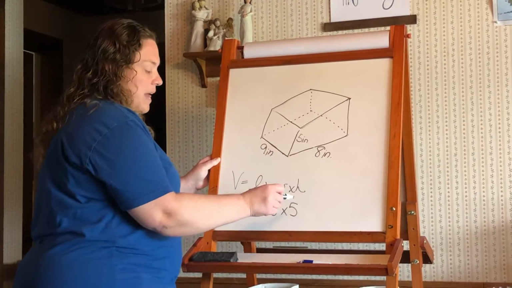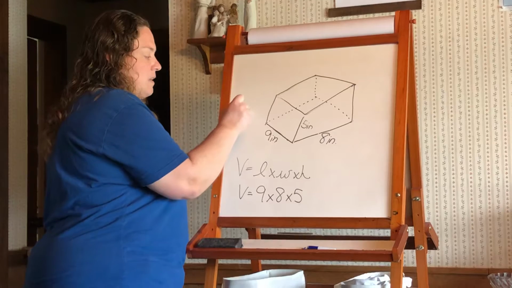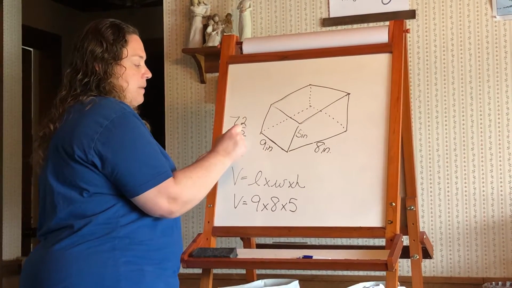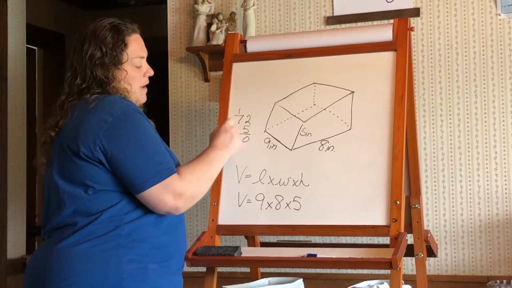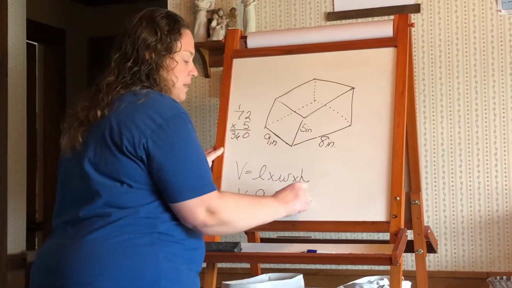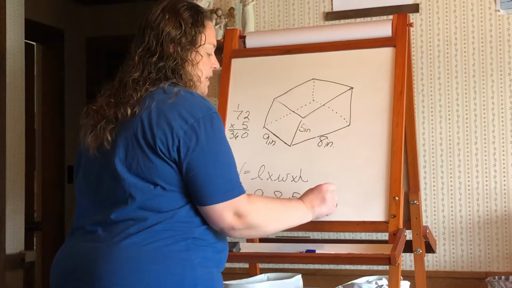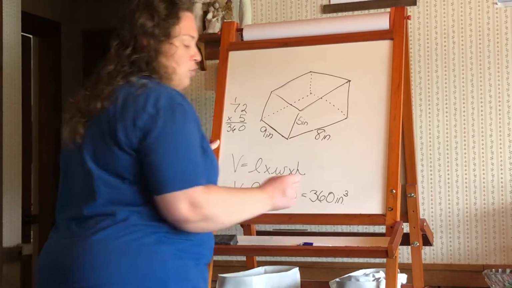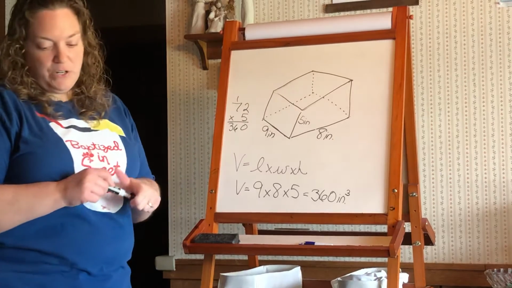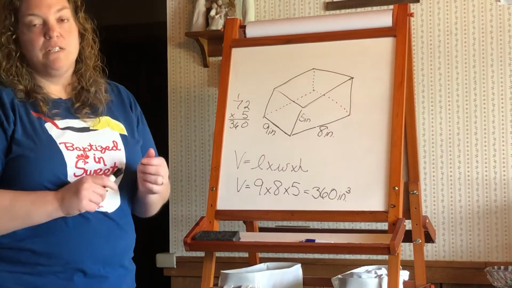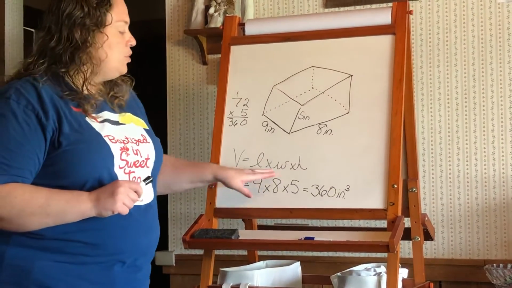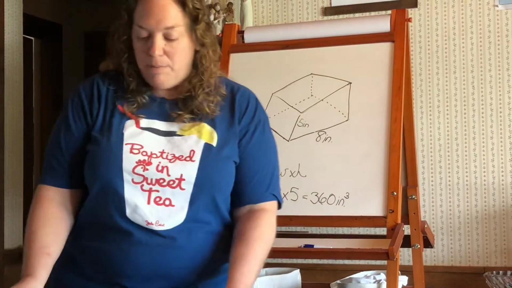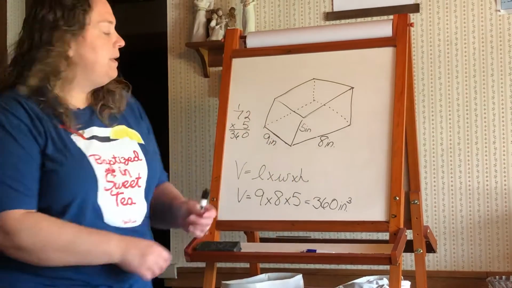And when we multiply that out together, 9 times 8 is 72. 72 times 5, 360 inches cubed. You have to make sure you put your answer in cubic units. Okay? So you know that formula for volume already. Length times width times height. That should not be anything new for you.